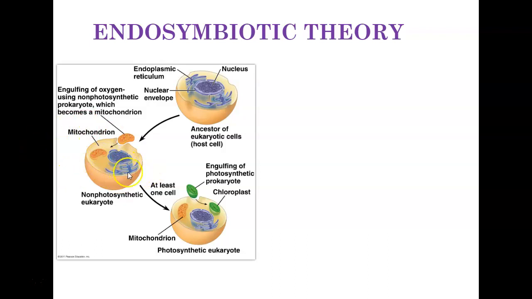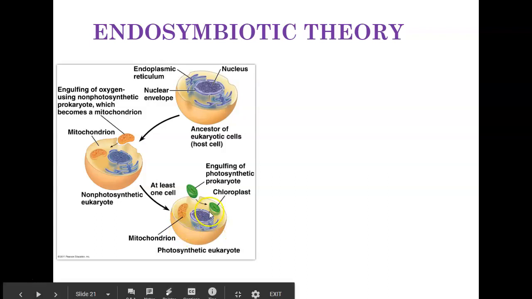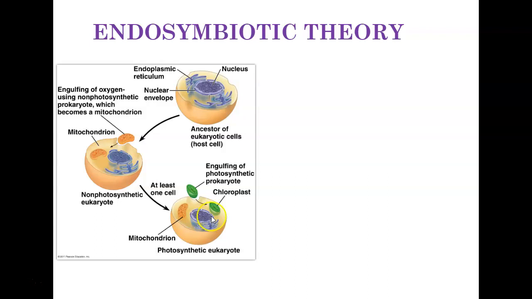So at least one cell at that point then also ate a chloroplast, which similarly was its own prokaryote that could photosynthesize, or take energy from the sun to fuel photosynthesis to make food for itself. And then cells were able to take that in and turn it into an organelle. So that would have taken place in what we now have as plant cells. Animal cells, again, do not have chloroplasts. But the chloroplast is another double membrane organelle. So that's why we think that happened. And it's referred to, again, as the endosymbiotic theory.